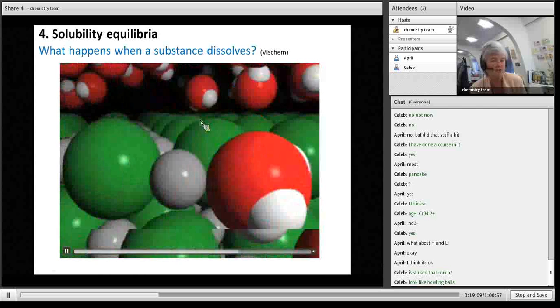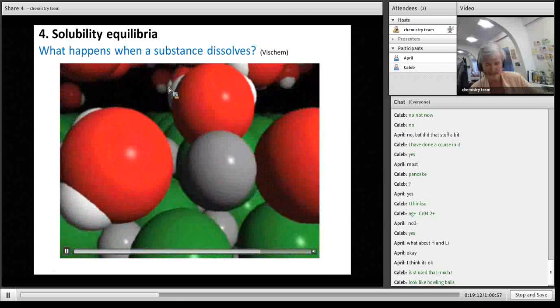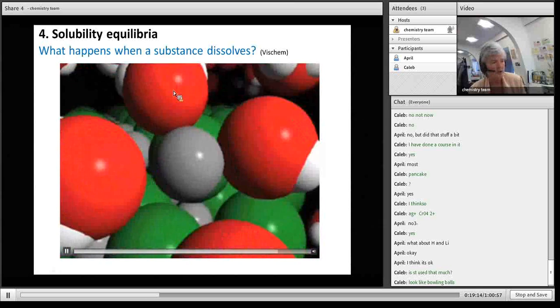And did you see there was a bit of tension? It's a bit like bowling balls. And can you see there's a tug of war going on? So this is what happens when it dissolves.